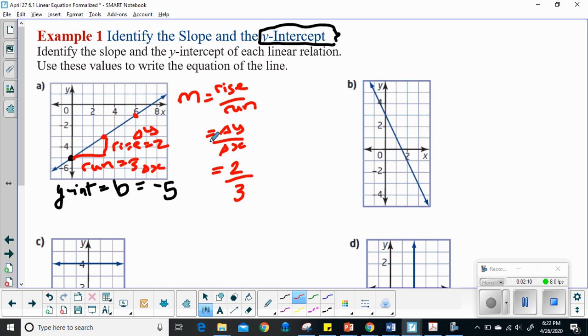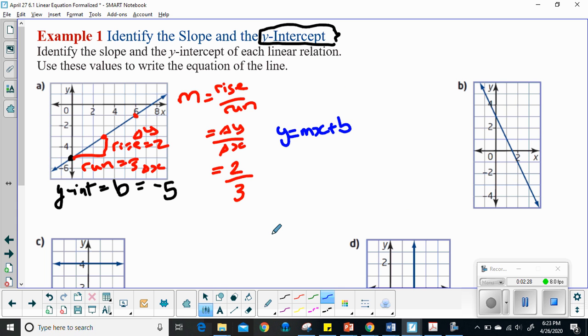So now I have my y-intercept and my slope value. So nice, easy peasy. Let's pop that into our equation. We know from our basic equation that y equals mx plus b. So our equation for this graph is going to be y equals m, which is 2 over 3, x minus 5, because my y-intercept is -5.